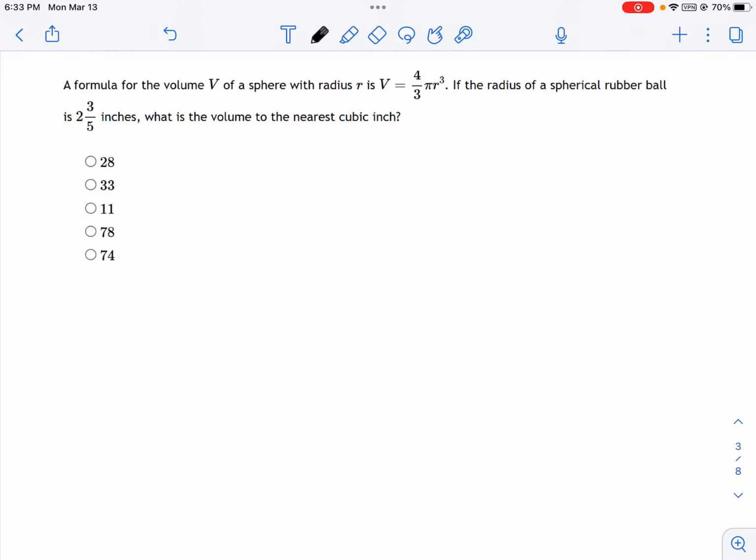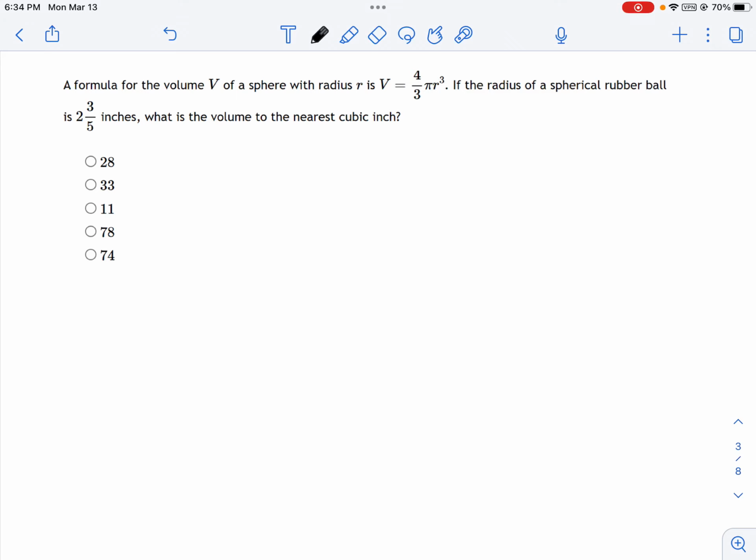Hello and welcome. So we are told that a formula for the volume V of a sphere with radius r is V equals 4/3 pi r cubed. If the radius of a spherical rubber ball is 2 3/5 inches, what is the volume to the nearest cubic inch? Well, first off, figure out what you're looking at a little bit here.